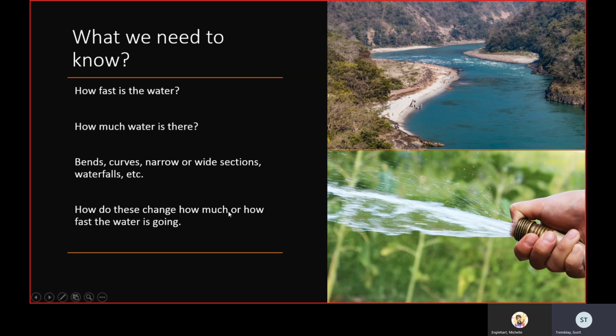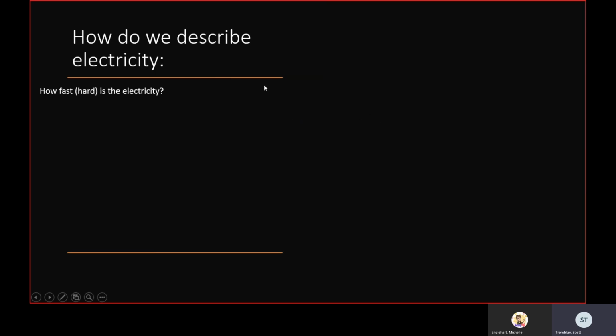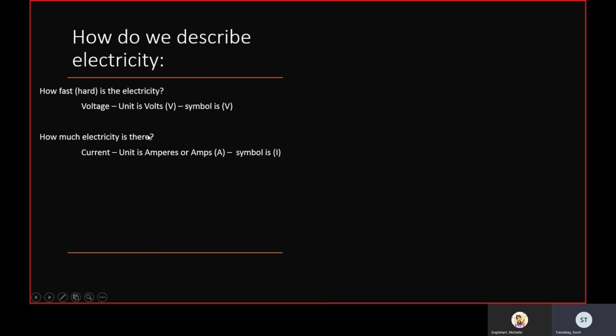of faster flow, right? Okay, so again, let's just think about these in terms of electricity. When we describe how fast or hard the electricity is, we're going to use what's called voltage. The unit is volts, symbol V. And then how much electricity? We use the word current. The unit is amperes or amps, which is A, but the symbol for current is I. Remember that: A is just the unit for amps, but I is actually symbolizing current.